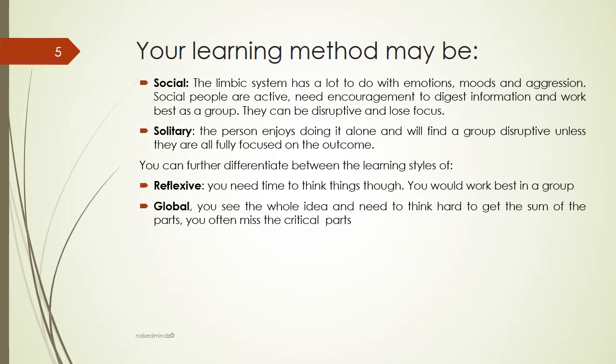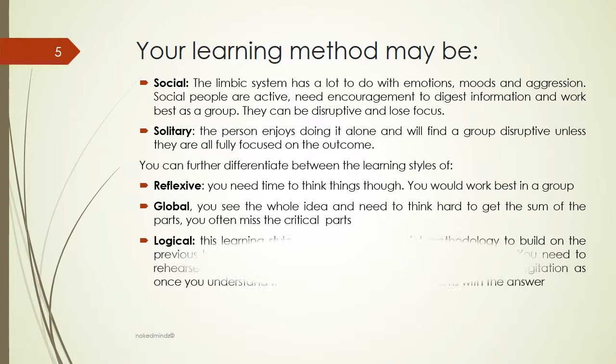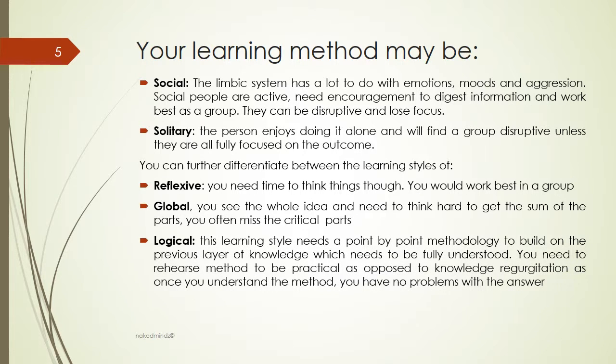If you're a global learner, you like to see the whole idea, but you have difficulty in looking at the smaller parts. These are the people that normally answer the question correctly, but you have no idea of how you got there. Logical learners learn one level on top of another, point by point methodology. If they can't understand the underlying concept, they can't understand the concept. End of story. They need a rehearsing method, which is practical as opposed to knowledge regurgitation. Once they understand the method, there's no stopping these people.